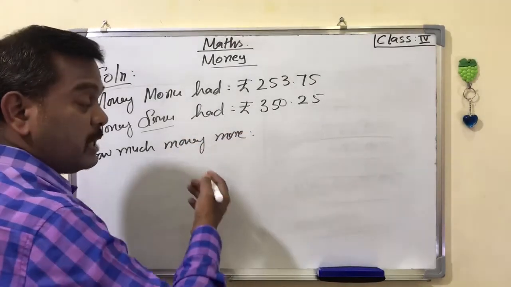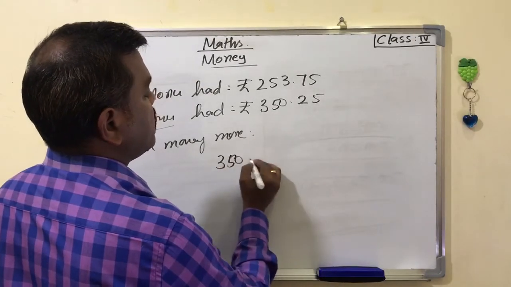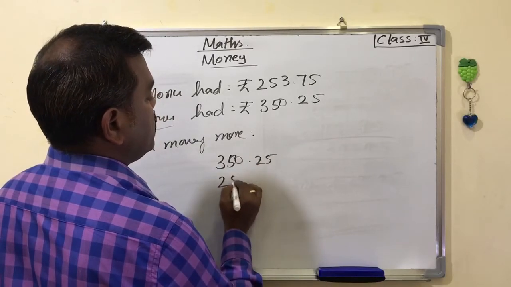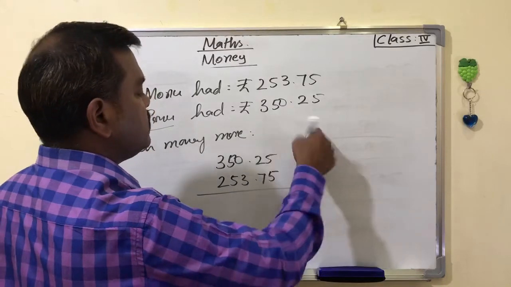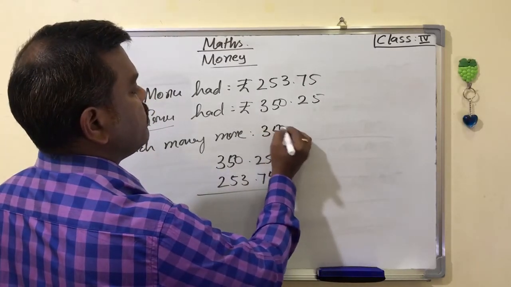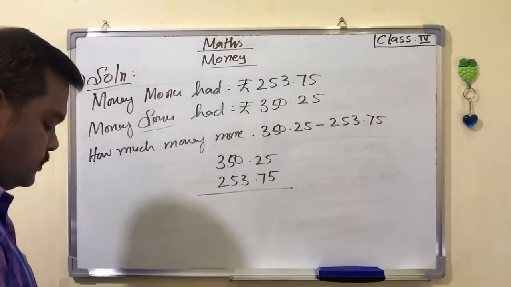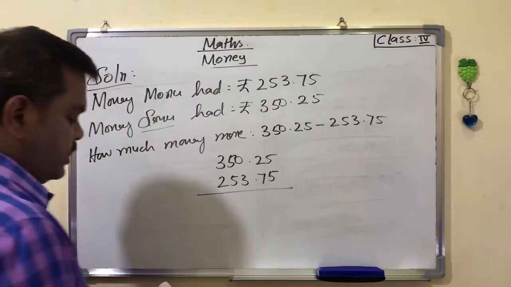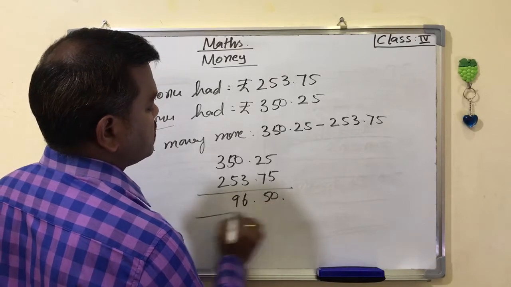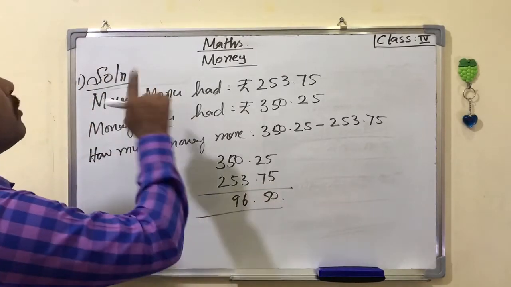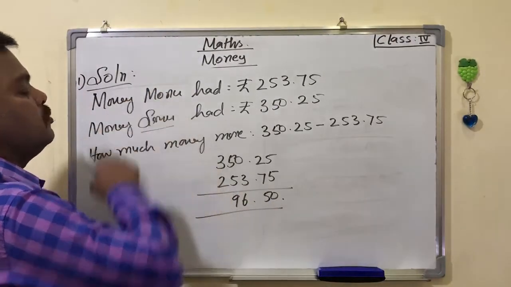Okay, so we have to subtract. Here we can write 350.25, 253.75. Otherwise we can write it here and then subtract also, no problem. 350.25 minus 253.75. Okay, if we subtract, you will get this answer: 96.50 rupees. Sonu had more than Monu by rupees 96.50.